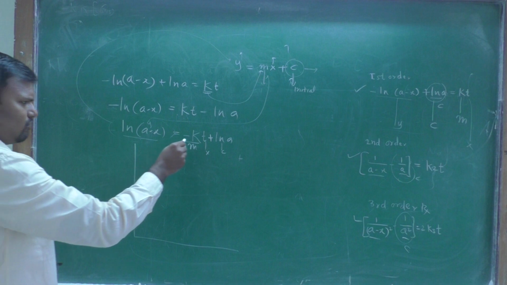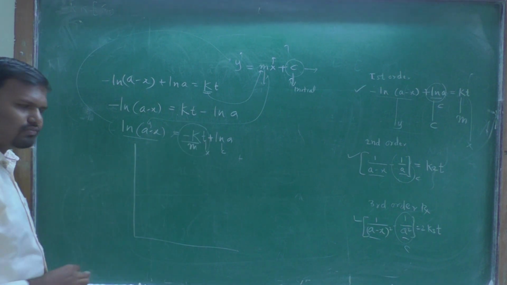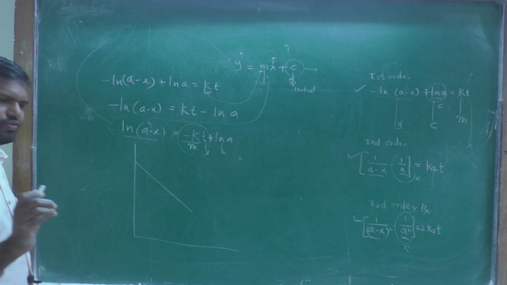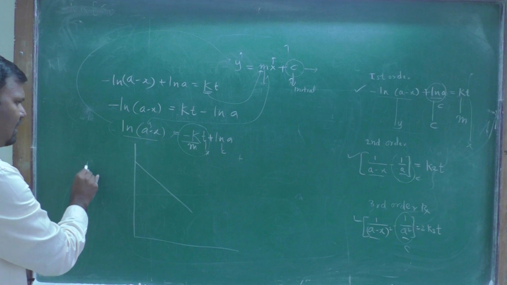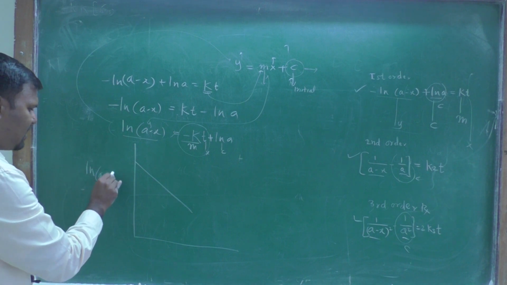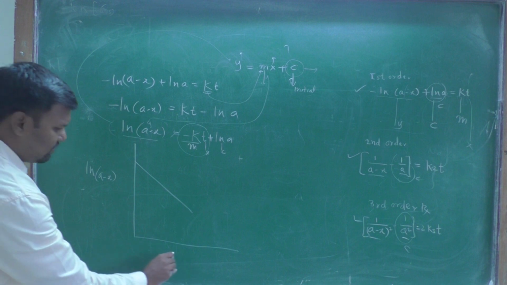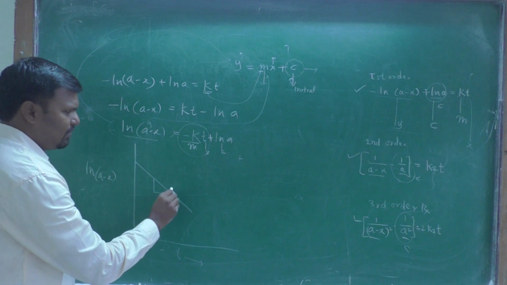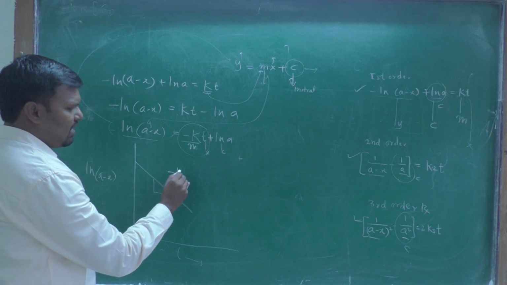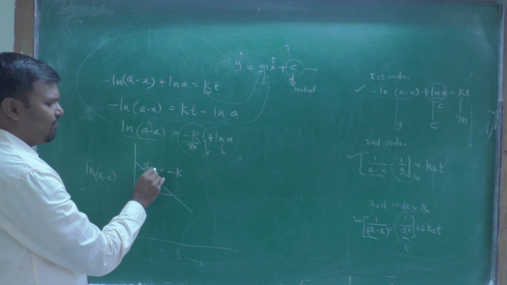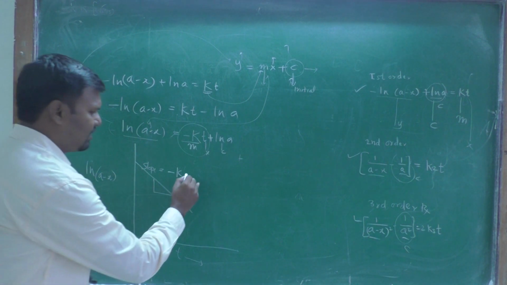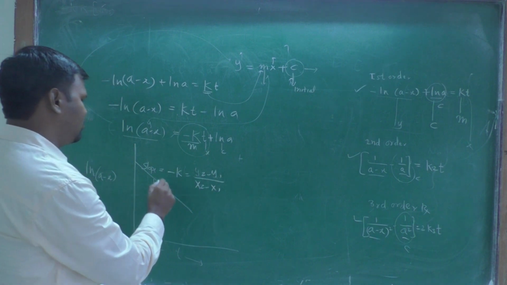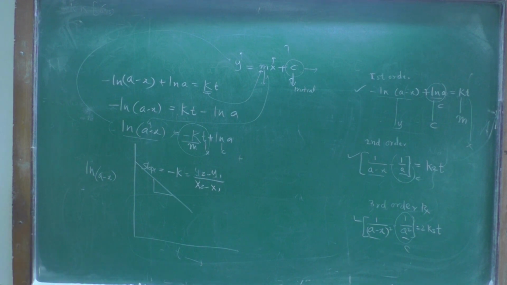When your slope is negative, then your graph should be inclined. Like that your graph is obtained, and this value ln A minus X, and this is T. Therefore your slope will be the minus K. Slope we can calculate as y2 minus y1 upon x2 minus x1. By putting this value you can calculate the slope.